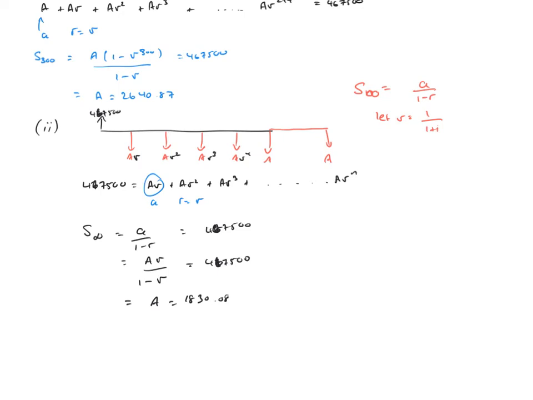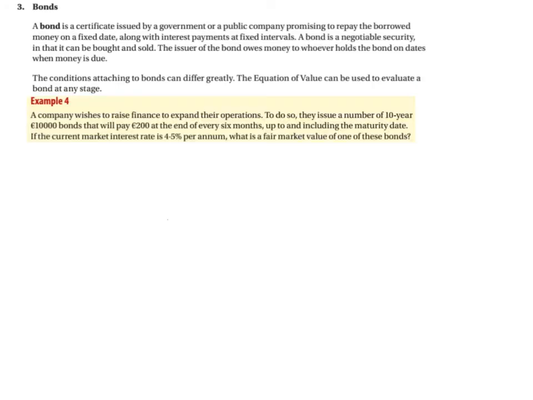That's called into perpetuity. The last thing that you need to be able to do is what's called a bond, and this is a certificate issued by a government or a public company promising to repay borrowed money on a fixed date along with some interest at fixed intervals. It can be bought and sold on the open market, and we'll just see how these work.